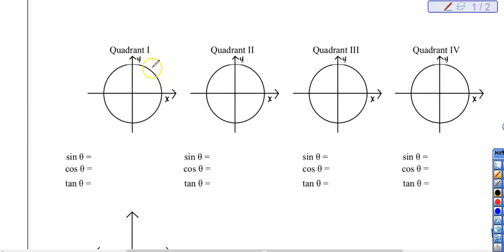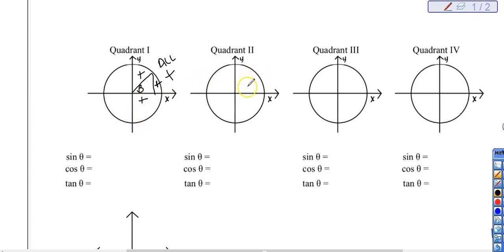Okay. So we found that when we put a reference angle, an angle beta, in quadrant 1, our adjacent side was positive, our opposite side was positive, and our hypotenuse was positive. Therefore, all of the trig functions were positive in quadrant 1. So if your terminal side is in quadrant 1, your trig functions should all be positive.